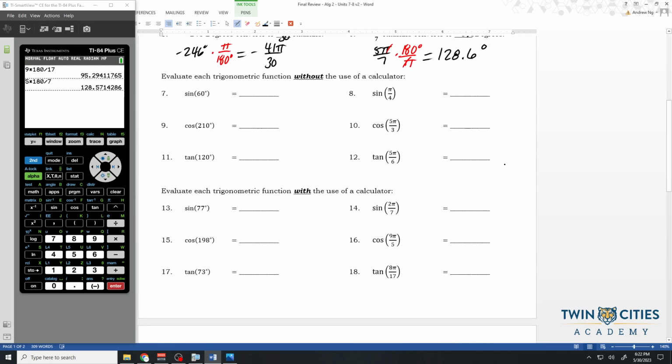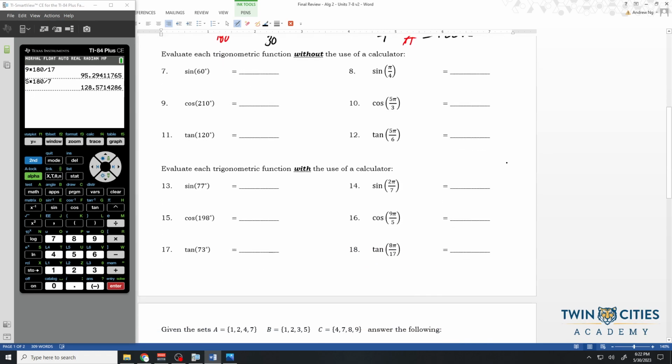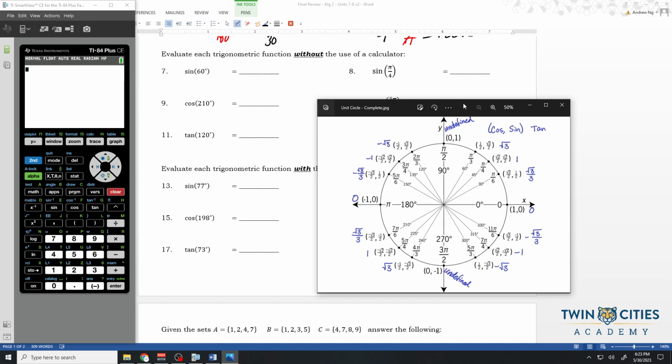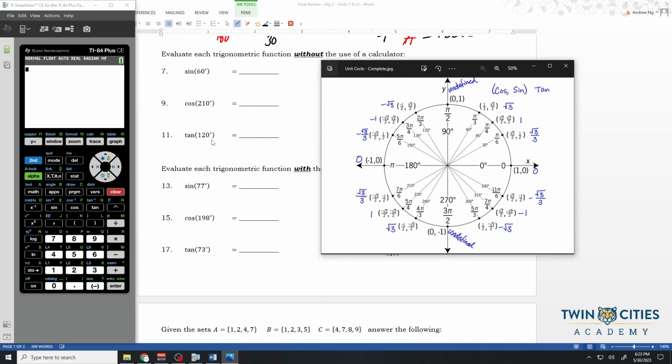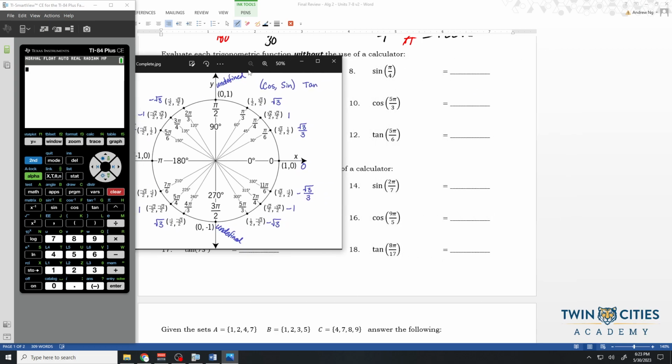Okay, 7, 8, 9, 10, 11, and 12. Evaluate each trigonometric function without the use of a calculator. So when you see without the use of a calculator, that means use your unit circle. So let's do the left side here, since these are all in degrees, and then after that, we can do the right side, which are in radians.